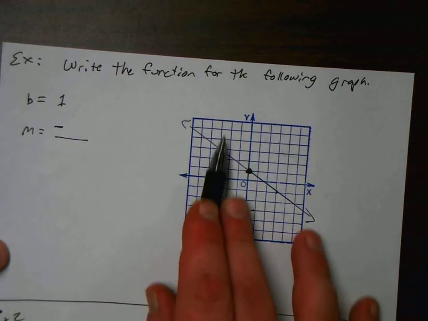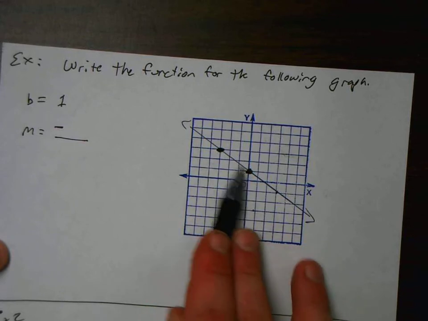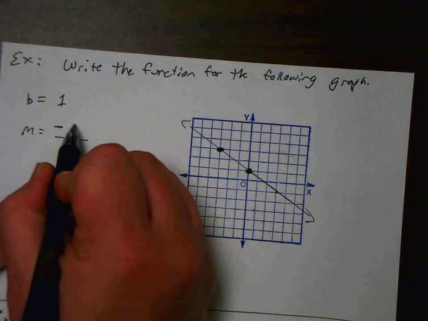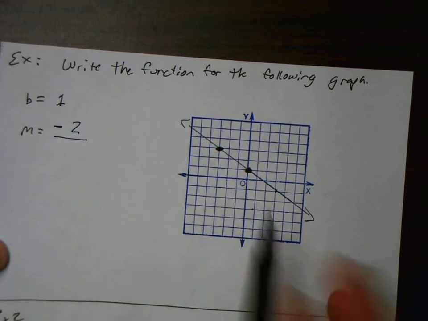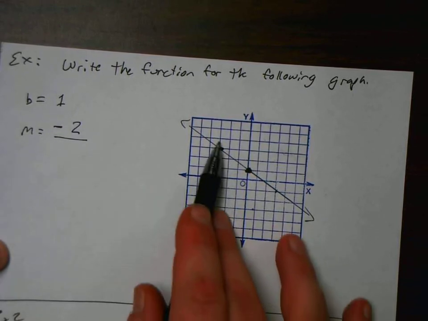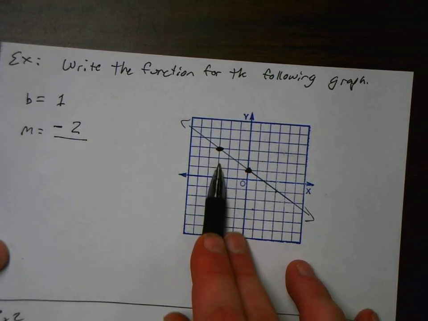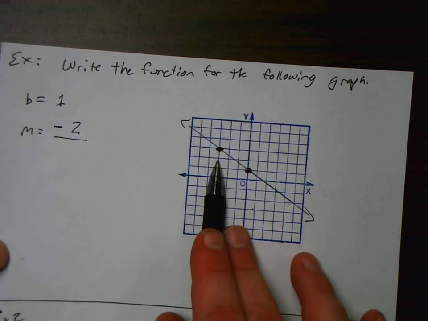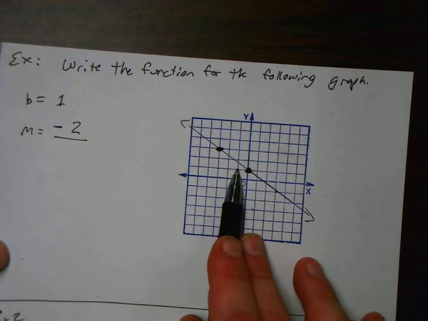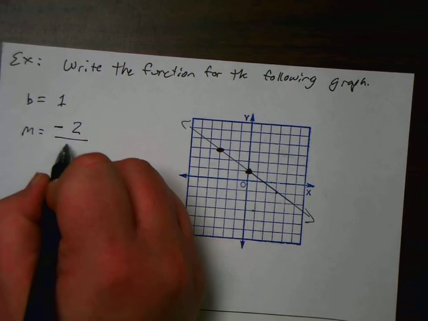So I know my slope is going to be negative. So how far down did I have to go from this point to this point? I had to go 1, 2 down. So negative 2 would be my rise here. And now how far did I have to run? Well, starting with this point, how far to the right did I have to go? So I'm going to count them out. 1, 2, 3. So I had to go 3.